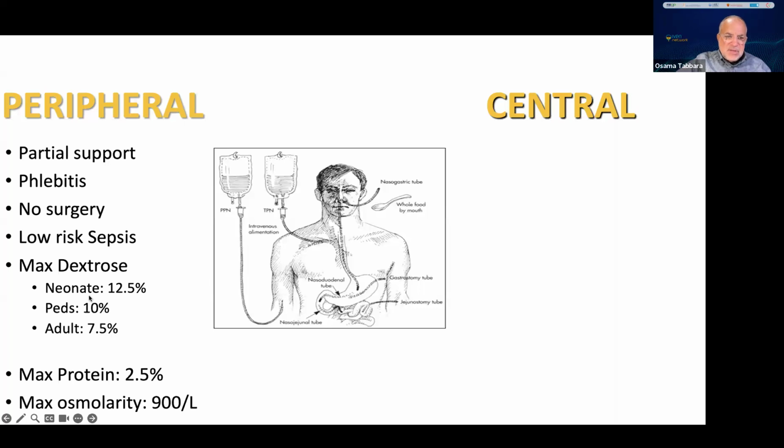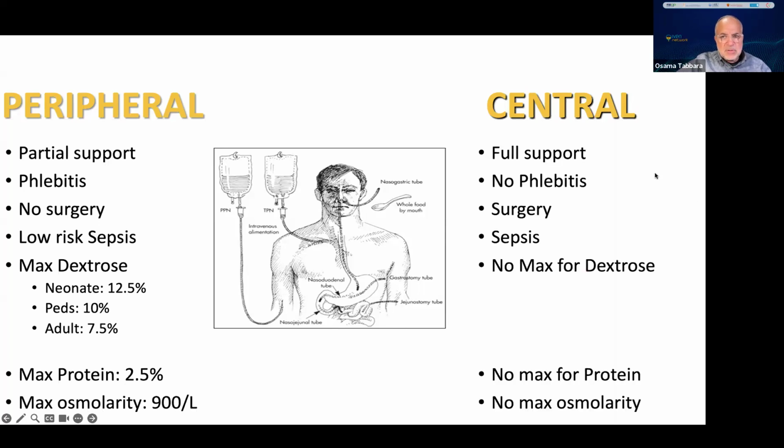You may tell me the neonates have very small veins. How can they tolerate more concentration than adults? Because the neonatal vein is a brand new vein. It's the elasticity and the quality of the vein that matters, and not the size of the vein. The maximum protein is 2.5%, and the maximum osmolarity should not exceed 900 milliosmolar per liter.